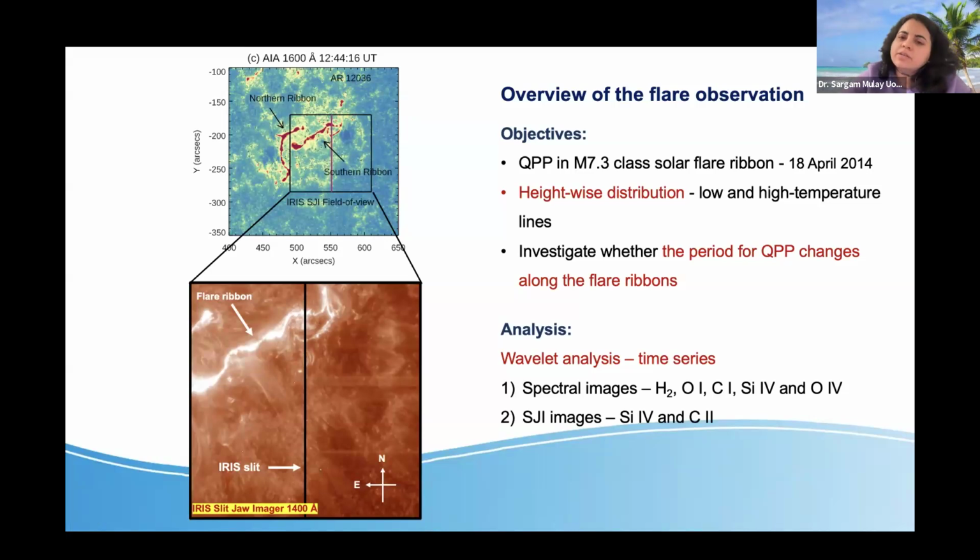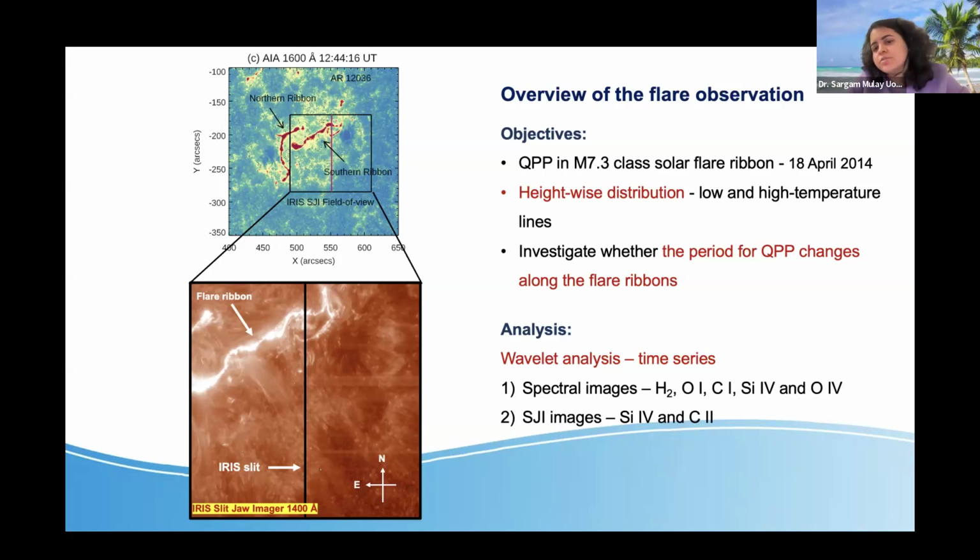The objective here is to study the quasi-periodic pulsations using various different lines in IRIS. We study the height-wise distribution of this periodicity, and also investigate whether there is a change in the periodicities during the impulsive and decay phase of the flare. We are also interested in whether there is a change or similarities between the QPPs if we see them in different parts of the solar flare ribbons.